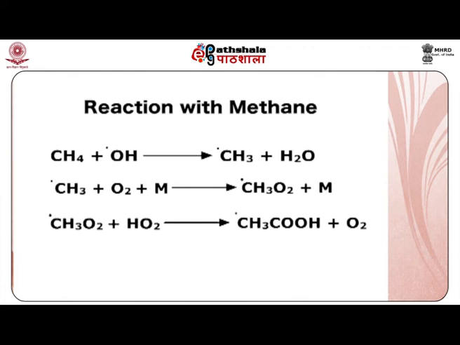The methyl radical so formed is then converted into CH3O2 by the reaction of CH3, the methyl radical, with oxygen and a third body collision. So we get CH3O2 and the third body, which can gain some translational energy from this. This can then further react with the hydroperoxy radical. CH3O2 plus hydroperoxy radical will give a radical CH3COOH and molecular oxygen.